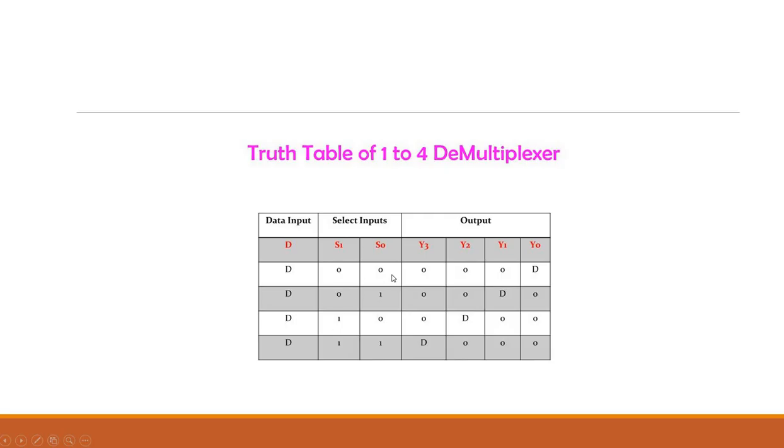Suppose S1 is 0 and S0 is also 0, we receive the output at Y0. The input D is selected onto Y0. Suppose S1 is 0 and S0 is 1, we select Y1 as the output. Suppose S1 is 1 and S0 is 0, we select the output as Y2. If both are 1, we select the output Y3.